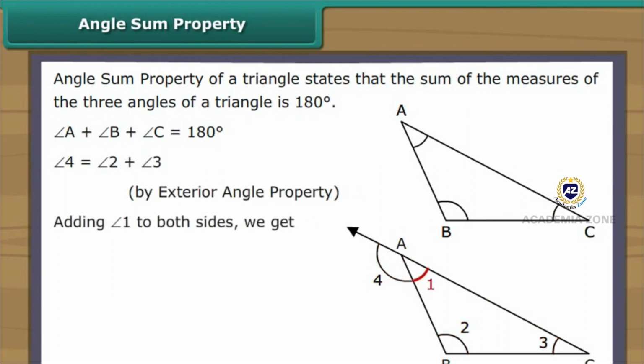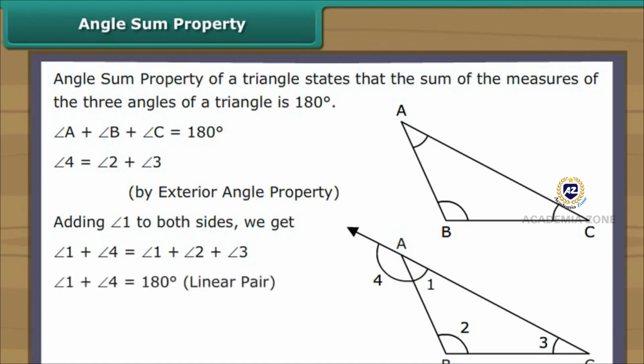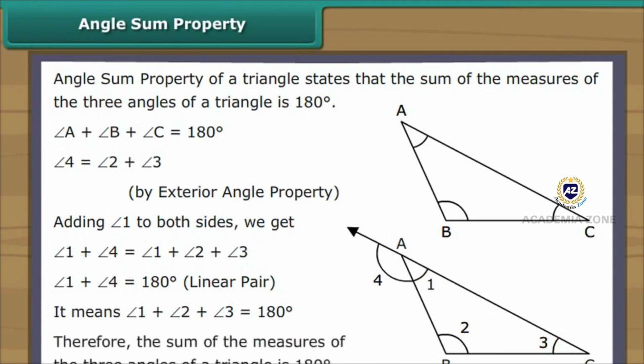Adding angle 1 to both sides, we get angle 1 plus angle 4 is equal to angle 1 plus angle 2 plus angle 3. Angle 1 plus angle 4 is equal to 180 degrees, linear pair. It means angle 1 plus angle 2 plus angle 3 is equal to 180 degrees. Therefore, the sum of the measures of the three angles of a triangle is 180 degrees.